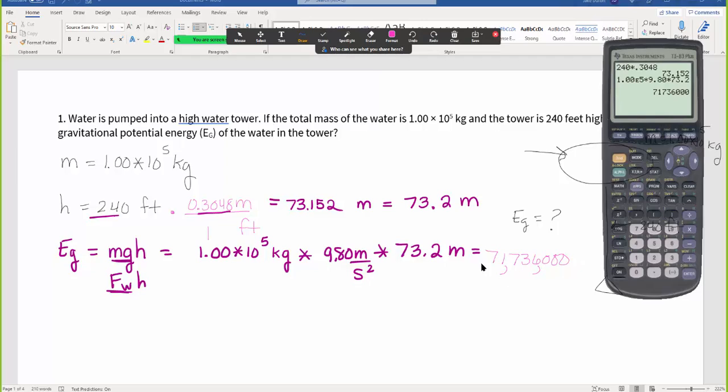All right, and this is energy, so we're measuring that in joules. How many significant digits should we have? We have 3, 3, 3. But you know what, here we only have 2, so our answer is going to be reported to 2 significant digits. So that 1 is getting bumped up. So it's going to be 72 million, or 7.2 times 10 to the 7th joules.